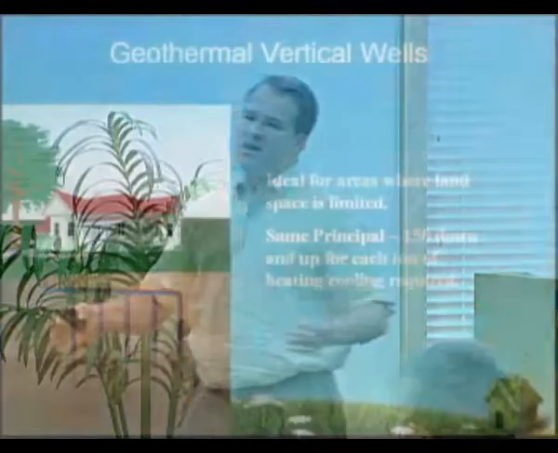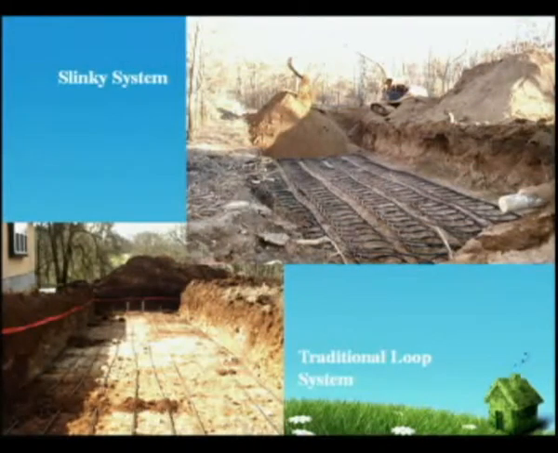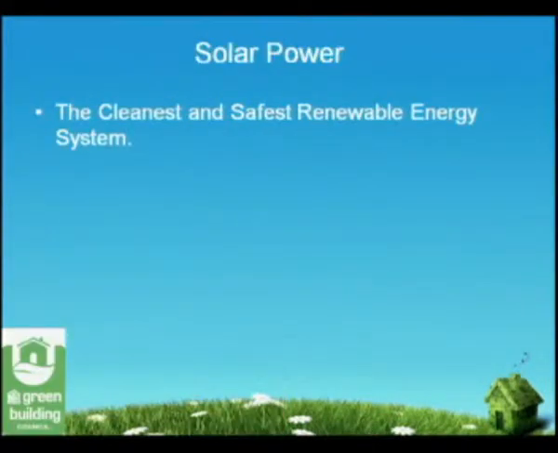Another system for areas where we have smaller land space is the vertical well system. With the vertical well system, we're basically going straight down versus horizontal. It's a little bit more cost effective, and great to use in areas where we don't have much land. There are 2 types of systems here. One is called the slinky system, where we can get a lot more coil in the ground in a smaller area. And then here's our traditional loop system, where we go out 150 feet and 150 feet back.